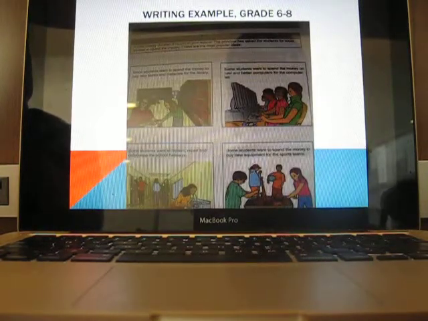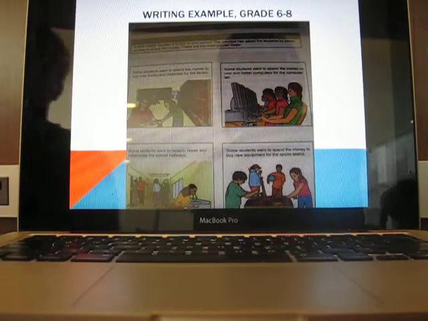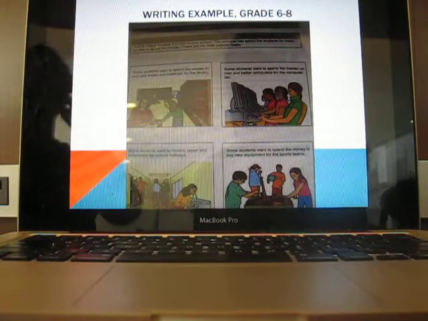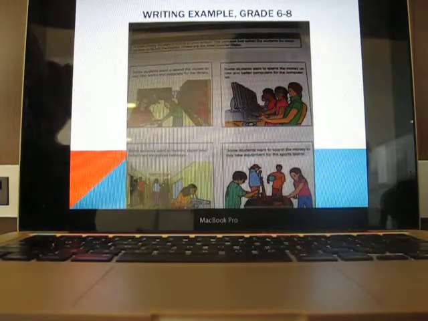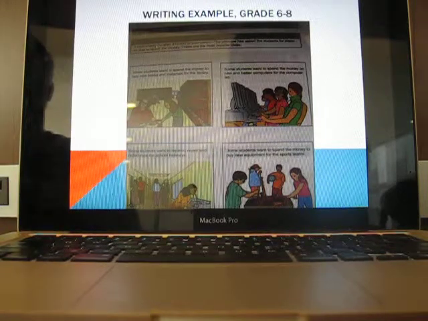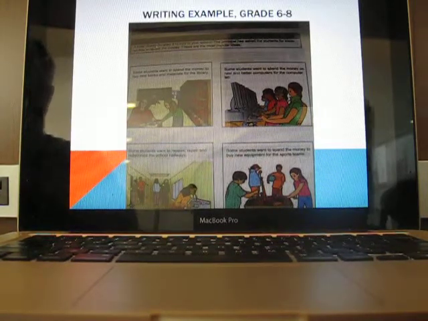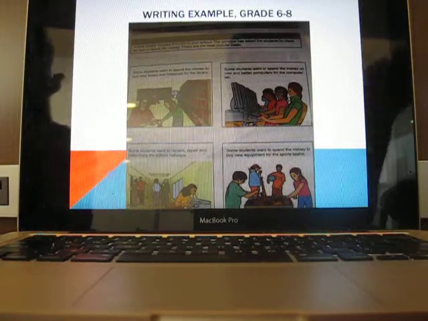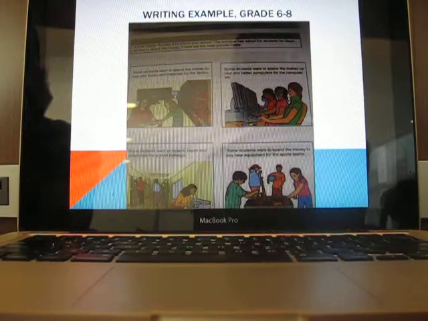And this is a writing example. As I mentioned earlier, it says a local charity donated $10,000 to your school. The principal has asked the students for ideas on how to spend the money. These are the most popular ideas. So then the student has the opportunity to read about some of the ideas, and then they choose how they would use the money, and they write about it in an essay.